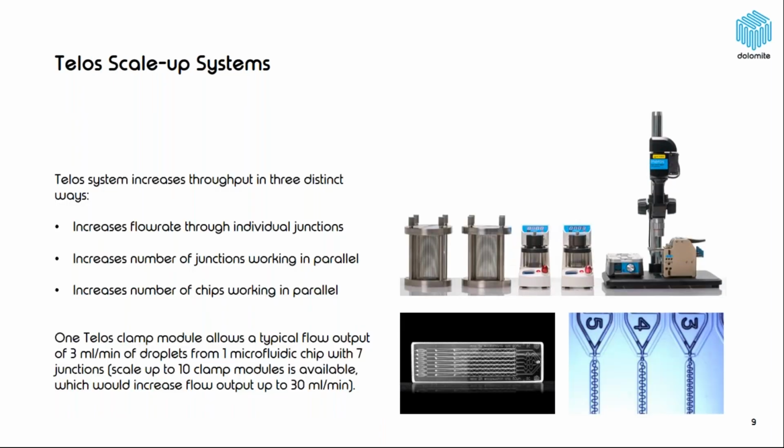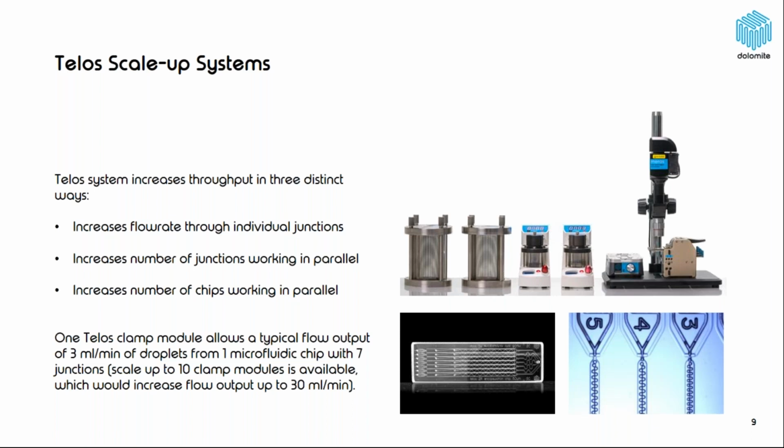And these systems are capable of a gram throughput per day, so typically anywhere between 1 and 10 grams a day. Now, if you want to scale up, you could go to a Telos system, and Telos system scales up microfluidics in 3 distinct ways. First of all, it increases flow rates of both continuous and droplet phases by managing flow very well on the chip, and by managing flow resistance. It increases the number of junctions working together in parallel, and increases the number of chips working together.